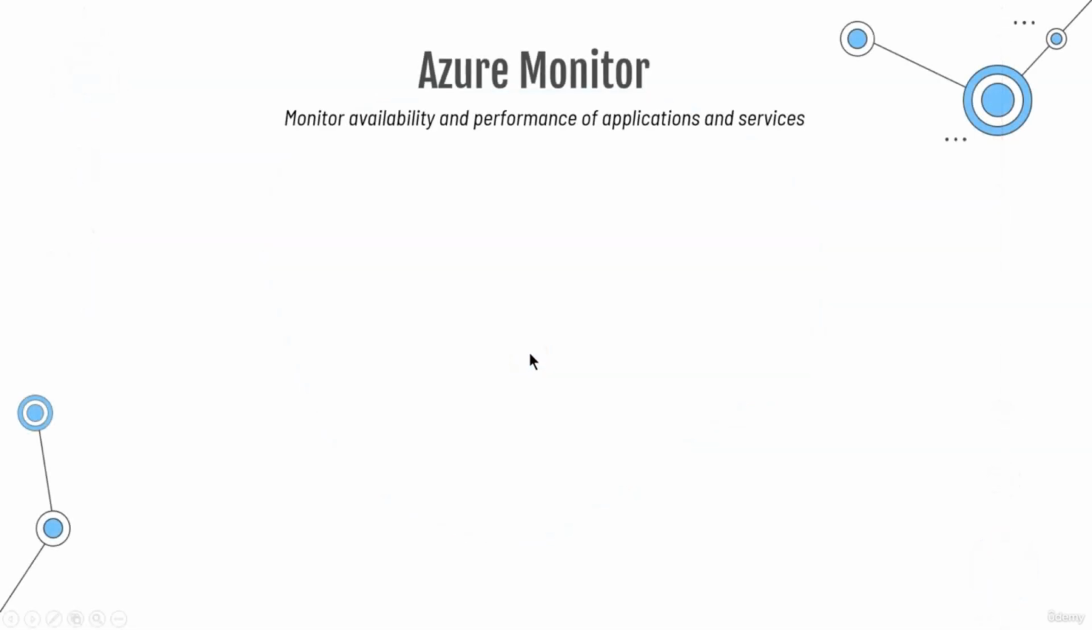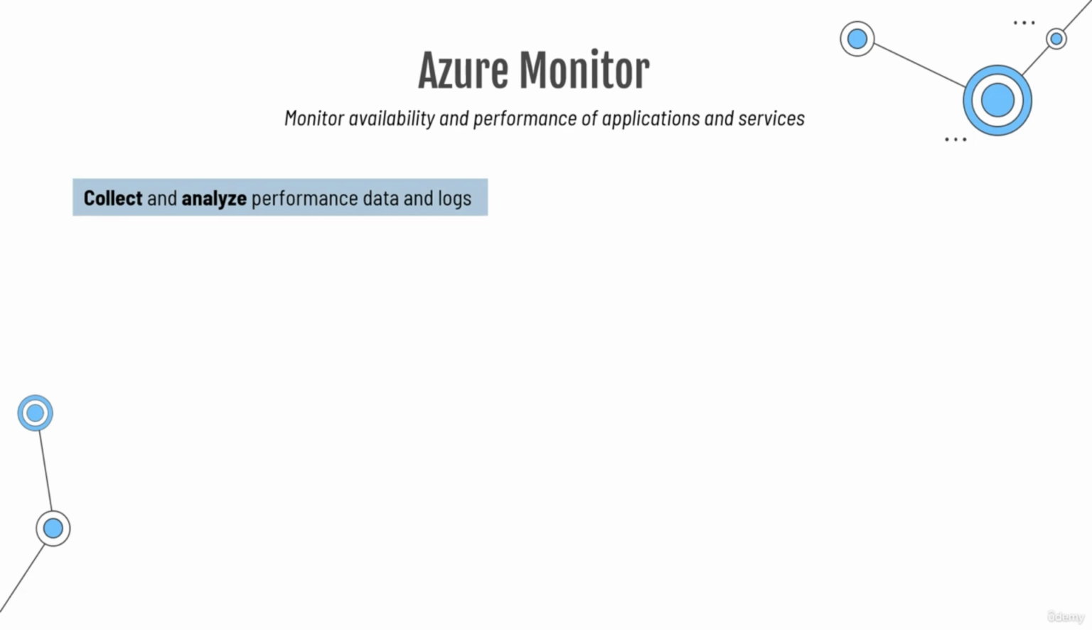We do this by using Azure Monitor. This is the main tool, the main service that we are using to monitor availability, usage, and performance of applications and services. This is done by collecting and analyzing performance data, logs, and metrics, and this is possible in both cloud as well as on-premise.